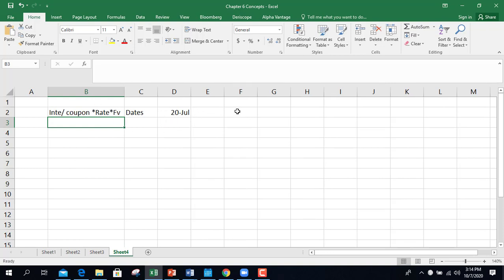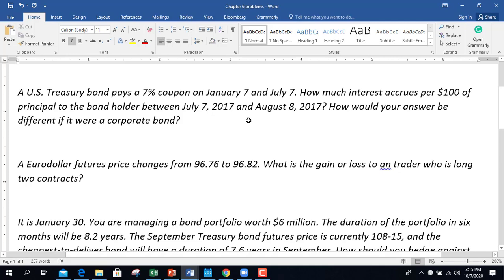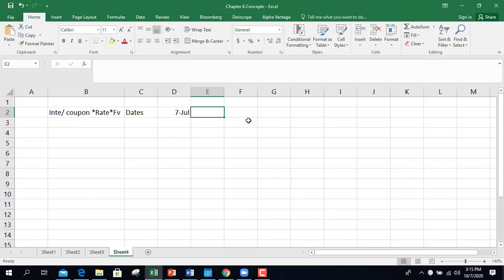So let's find out what the interest period is. The dates are 7th July 2017, which was the first date, and the second date was 8th August 2017. This was the numerator, interest period divided by total period.